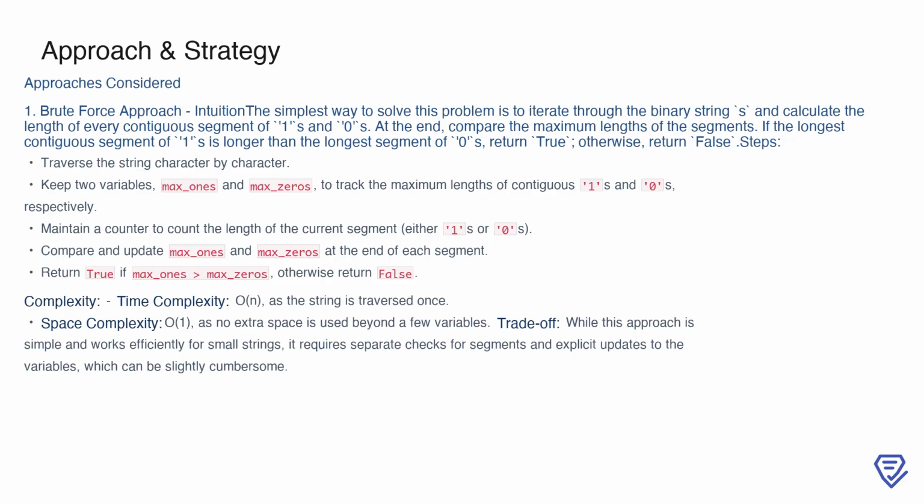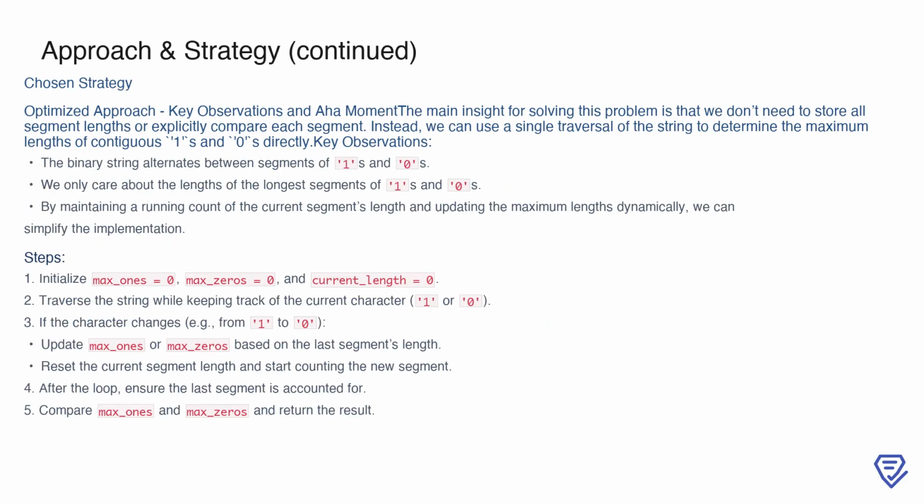However, while simple and effective, the brute force method involves explicitly managing and updating multiple variables, which can make the implementation slightly tedious. Now, to make the solution more efficient and elegant, we can use an optimized approach based on key observations about the problem. First, we note that the binary string alternates between segments of 1s and 0s, but we are only interested in the lengths of the longest segments of each. This means we don't need to store all segment lengths or compare every segment explicitly. Instead, we can dynamically update the maximum lengths during a single traversal.